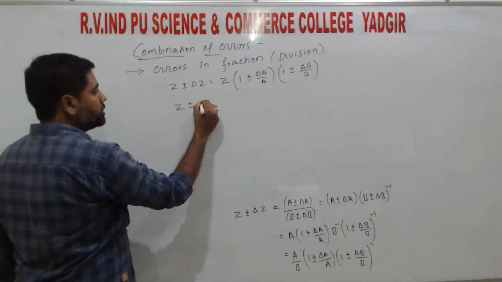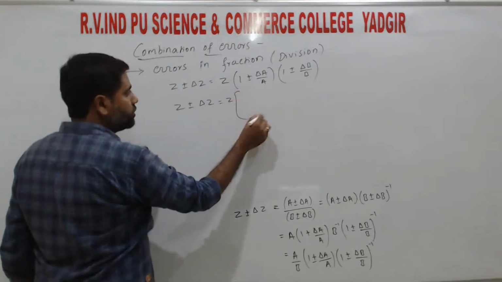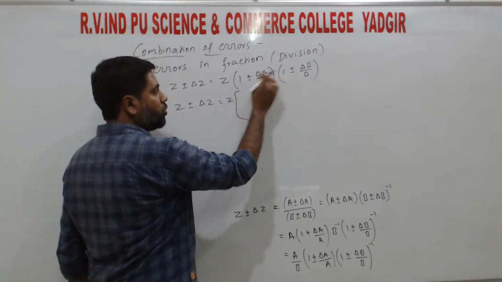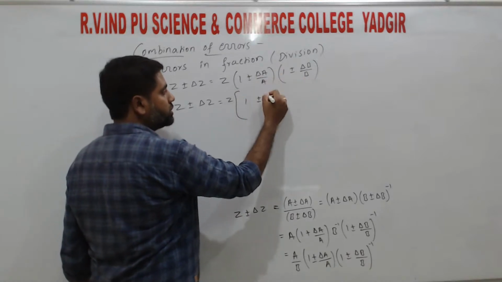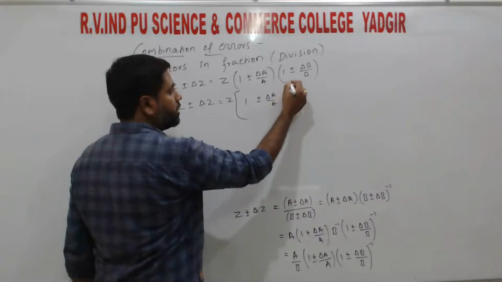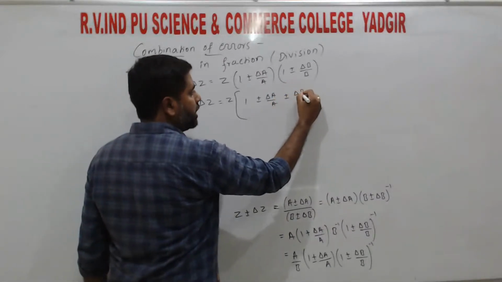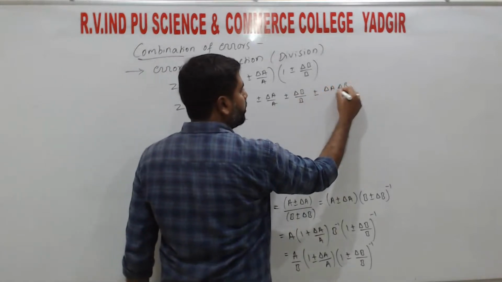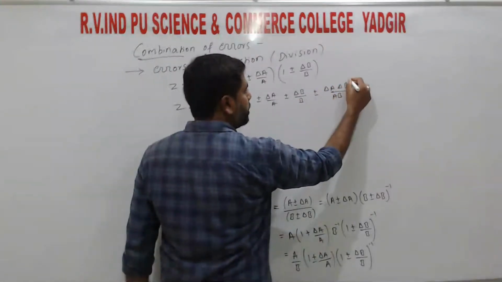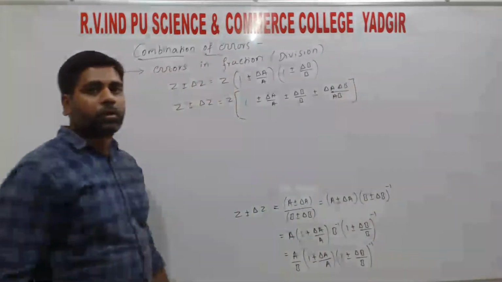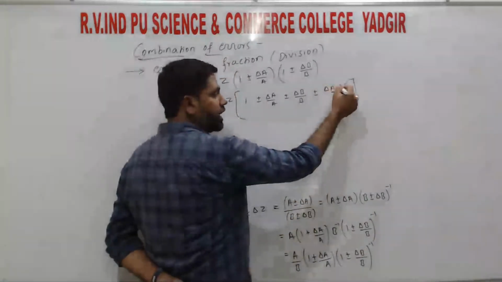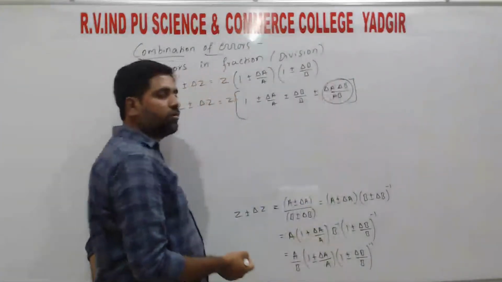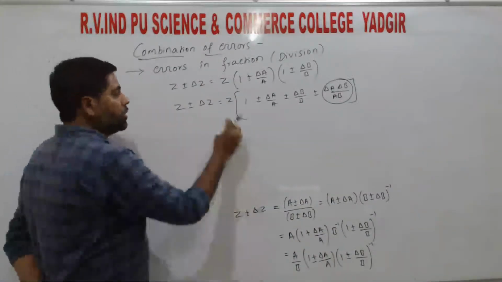So z plus or minus delta z equals z. Now multiply A and B. The first term is 1 into 1 plus or minus delta A by A, right? So plus or minus delta B by B, right? Again plus or minus delta A delta B divided by AB, right? So here also the same case: delta A and delta B product is a lesser value. So that we can neglect, right?